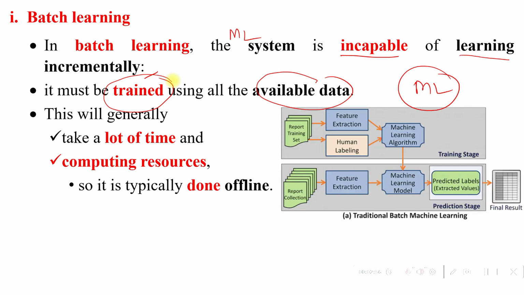Simply, in other words, as we saw in the diagram, we train our model with the help of the entire available data. So for the model, we provide all the data. Based on that model, we are going to predict new things. Whenever we give a new input to our machine, it automatically predicts the corresponding output. This is called traditional batch learning.